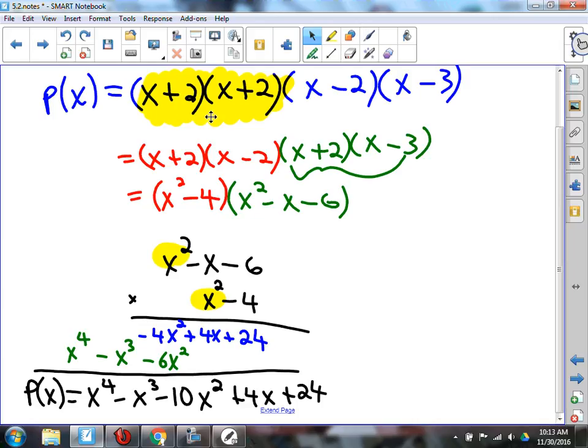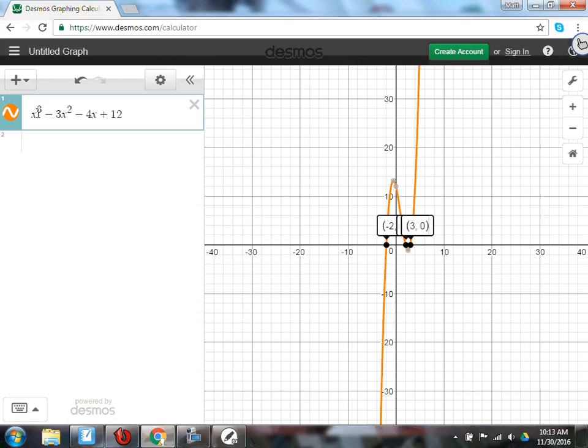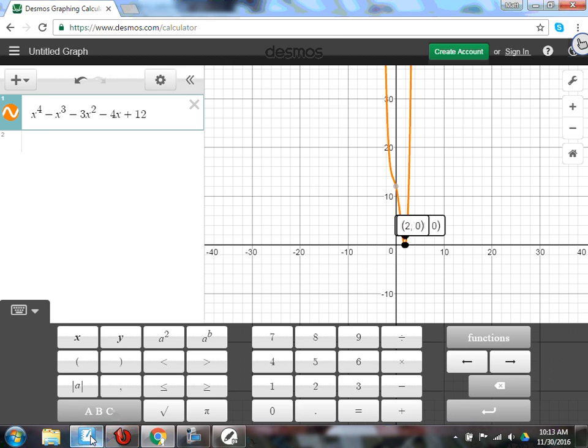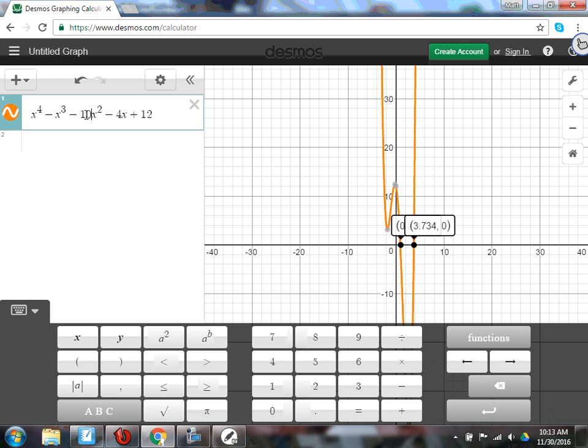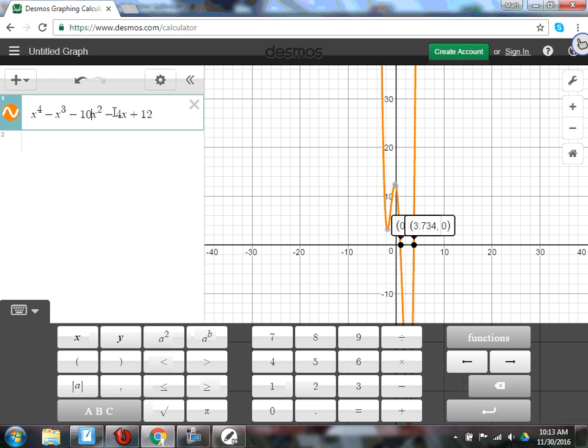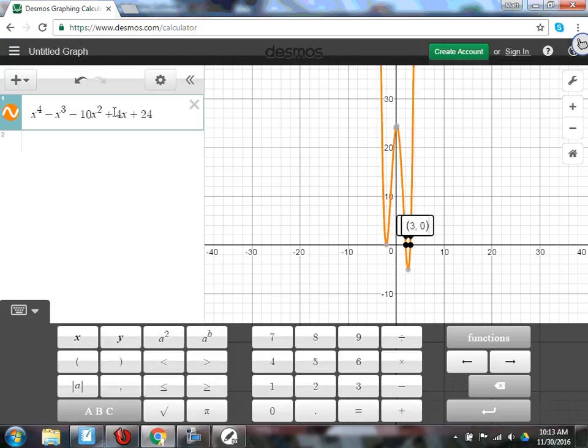Again, that means the fact that the 0 of negative 2 is repeated, the graph should appear quadratic at that point. When x is negative 2, the graph better look like a parabola. So we got x to the 4th minus x cubed, I think it was, right? Minus x cubed minus 10x squared plus 4x plus 24. So remember, the graph should look quadratic when x is negative 2.